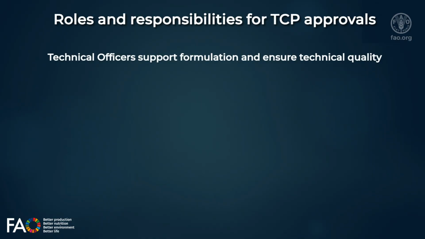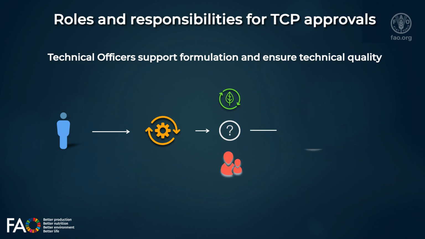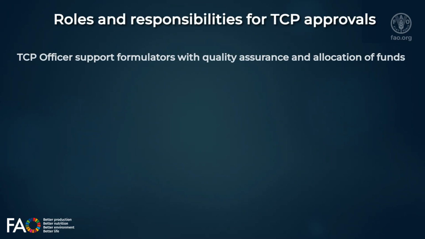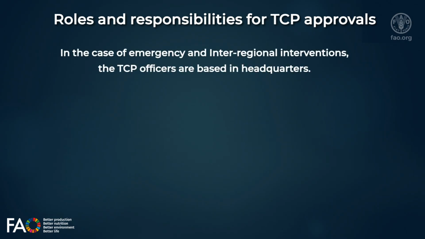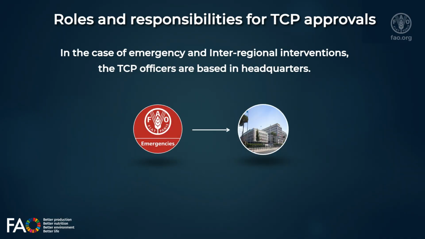Technical officers support the formulation of TCP-funded activities and ensure their technical quality and feasibility, including the consideration of any environmental and social risks. TCP officers based in regional offices support formulators with quality assurance and approval of funds. In the case of emergency and inter-regional interventions, the TCP officers are based in headquarters.